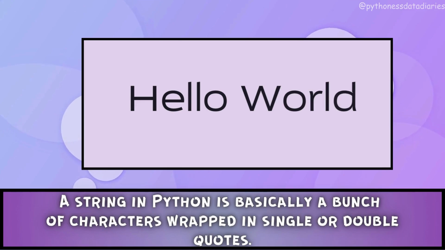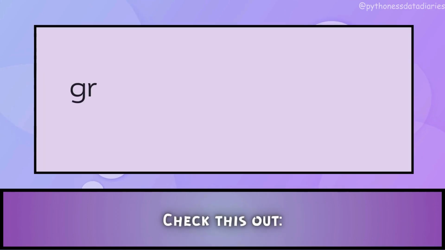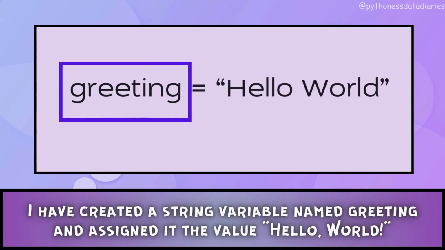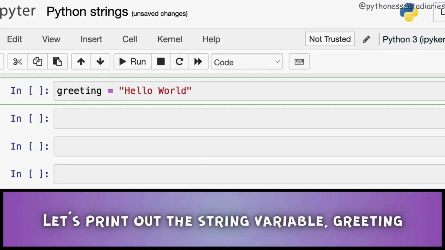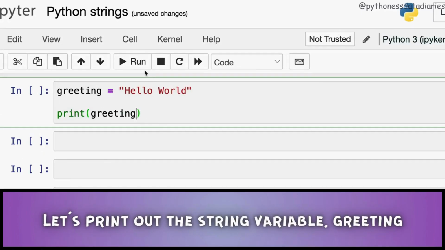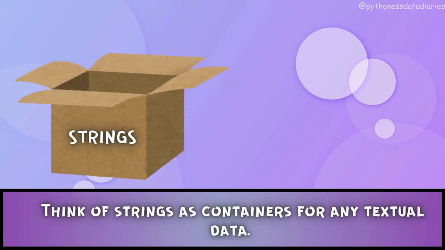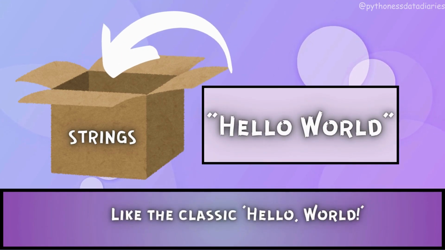What is a string? A string in Python is basically a bunch of characters wrapped in single or double quotes. It's like a necklace of text. Check this out. I have created a string variable named greeting and assigned it the value hello world, enclosed in double quotes, making it a valid string literal. Let's print out the string variable greeting. Simple, right? Think of strings as containers for any textual data, like the classic hello world.